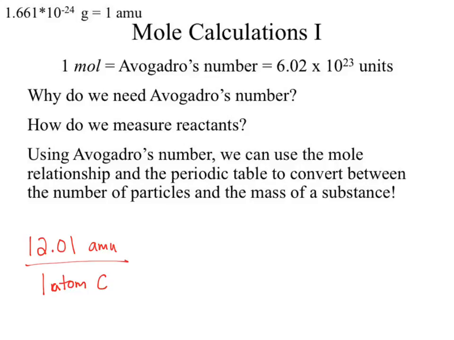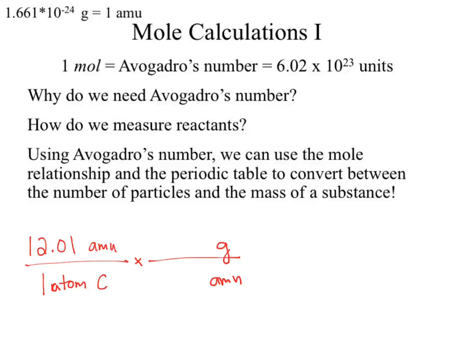I can't measure the mass of one atom of carbon. I need a larger amount. I can't count that small, so I need a bigger number. What I want to try and convert this into is a more appropriate mass that I can measure. AMU I can't measure, the balance doesn't do it. What unit do we use for mass? Grams. So what I want to do is convert that unit of AMUs into grams.